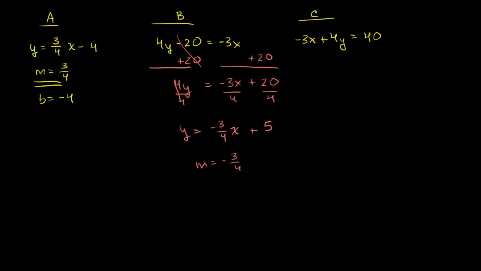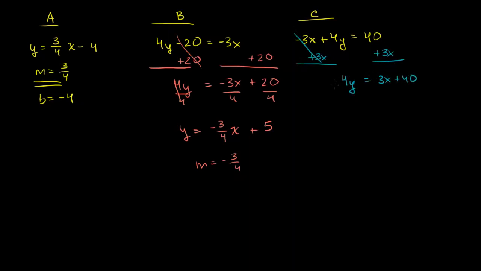Let's move on to this one written in standard form. So let's get the x term on the other side. Let's add 3x to both sides of this equation. Left-hand side, these cancel out. We're just left with 4y is equal to 3x plus 40, or 40 plus 3x, either way.